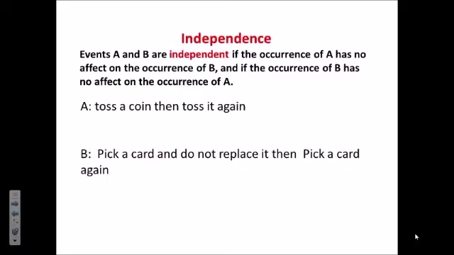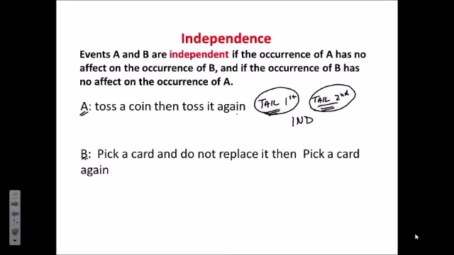A and B are independent if the occurrence or non-occurrence of one of the events has no effect upon the occurrence or non-occurrence of the other event. So, for example, A, toss a coin, then toss it again. Suppose you get a tail on the first toss and a tail on the second toss. Are these 2 events independent? Does what happens on the first toss affect the outcome on the second toss? No. The coin has no memory. So these 2 events would be independent.